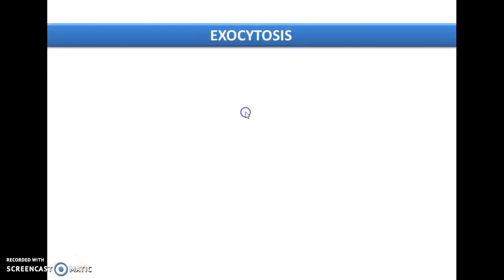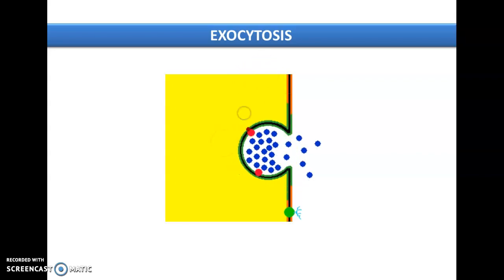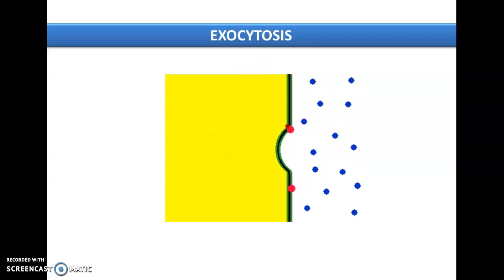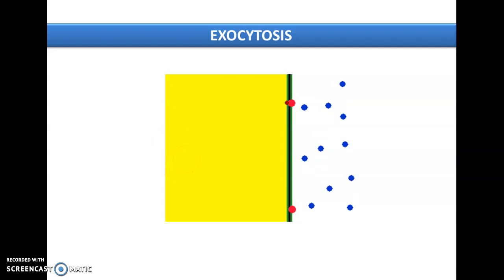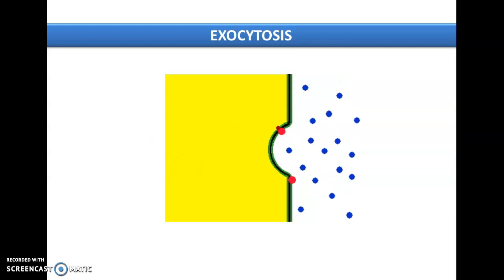Exocytosis. Exocytosis is a transport of material out of a cell by means of a sac or vesicle that first engulfs the material and then is extruded through an opening in the cell membrane.